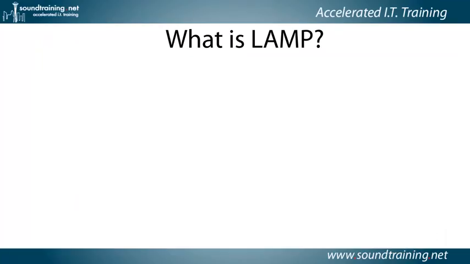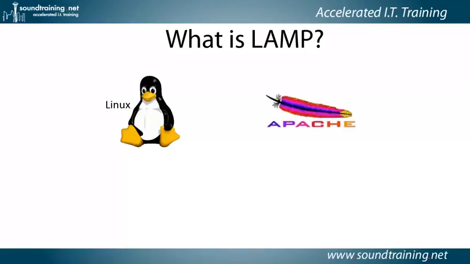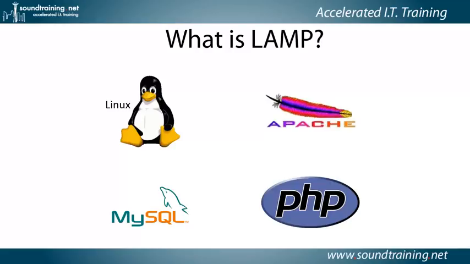What is LAMP? Well, it's 4 components, as we mentioned before. It's Linux, which provides the operating system; Apache, which is the HTTP server; MySQL, which is the database; and PHP, which provides the interaction between the web server and the database.